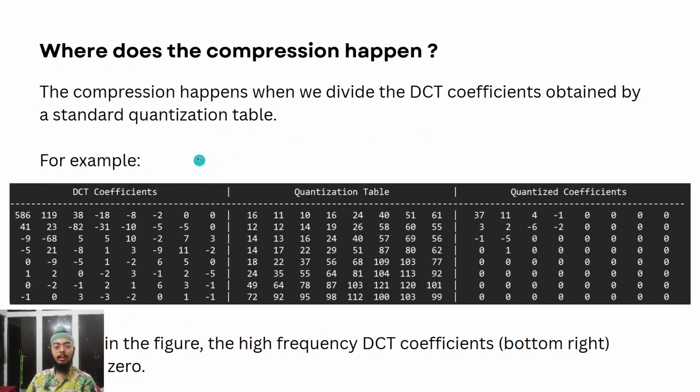Suppose for a particular 8 cross 8 block, we get these DCT coefficients. And there is the standard quantization table. We divide each entry in the DCT coefficients matrix by the corresponding entry in the quantization table. And hence we get the quantized coefficients. As you can see, for the high frequency components the corresponding entry in the quantization table is very high. So these normally tend to become zero. And that's where the compression happens.